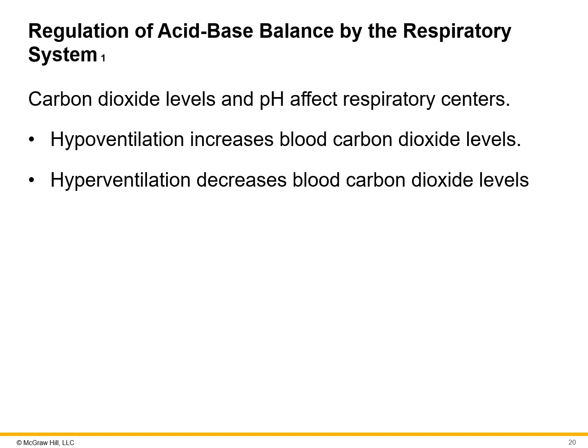All right, so the carbon dioxide levels and pH affect our respiratory centers. So hypoventilation means that we're not breathing as well. So essentially holding your breath, that increases carbon dioxide levels, and it's going to push that reaction to the right. We're going to get more hydrogen ions being released and our pH drops. Hyperventilation has the opposite effect. This is going to decrease the carbon dioxide level, so we're going to shift that reaction we just saw to the left.